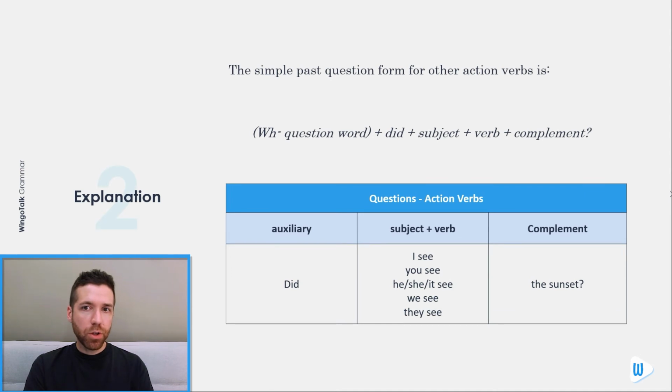The simple past question form for other action verbs is, did you see the sunset? Did we see the sunset?